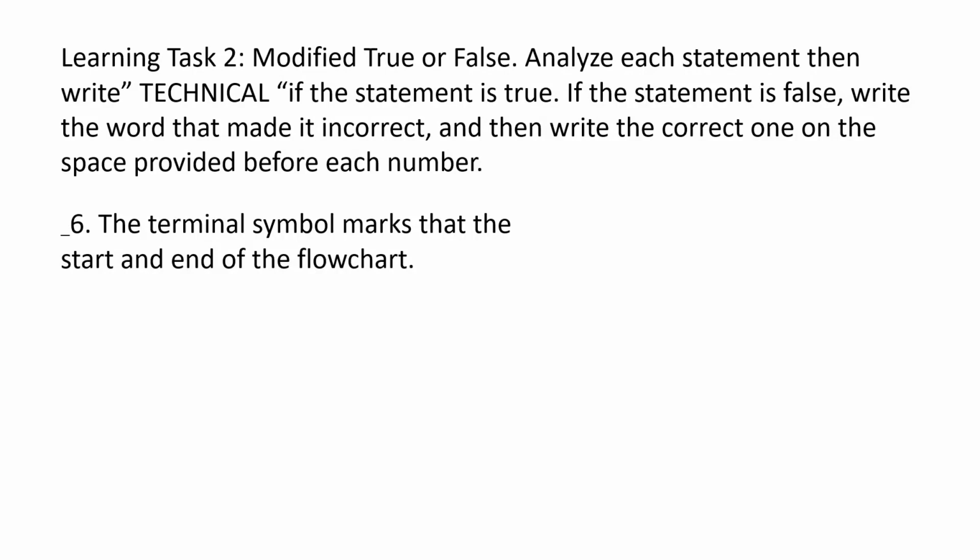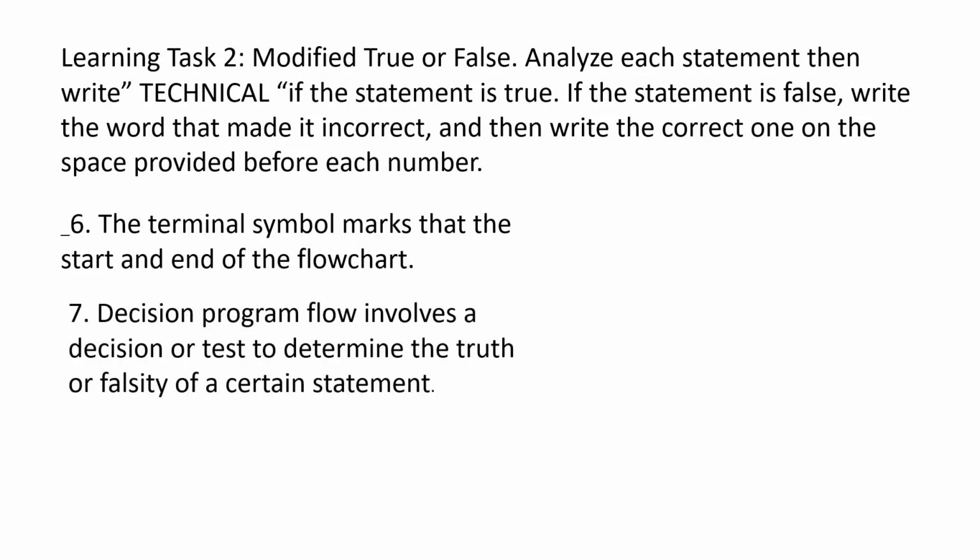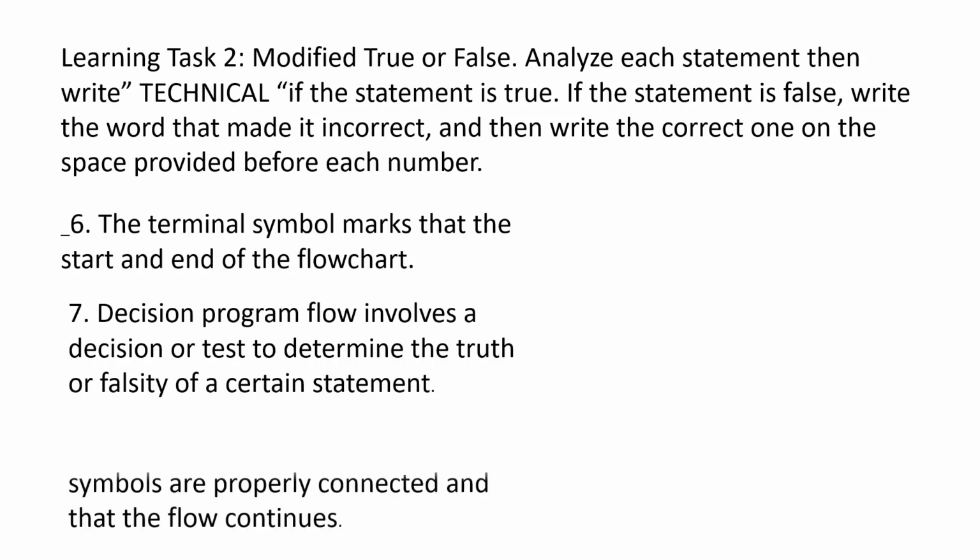The terminal symbol marks the start and end of the flow. Number 7, decision program flow involves a decision or test to determine the truth or falsity of a certain statement. And number 8, use connectors to ensure that the symbols are properly connected and that the flow continues.